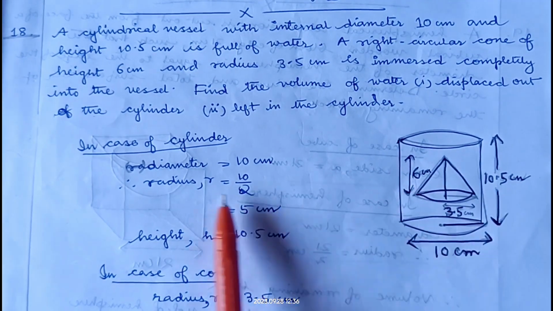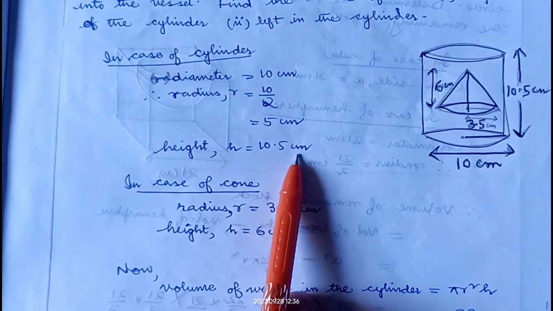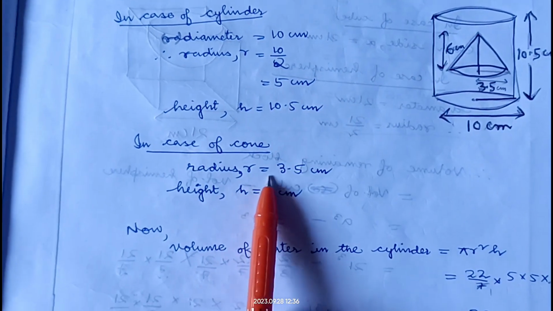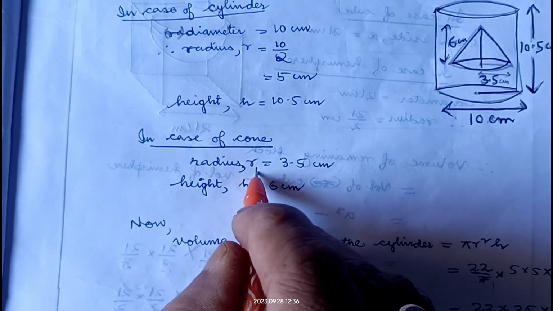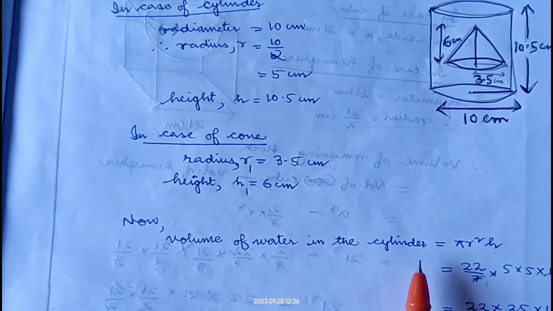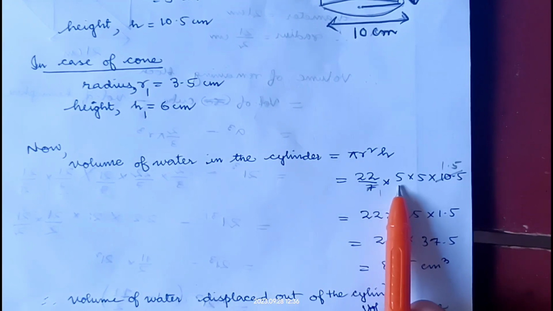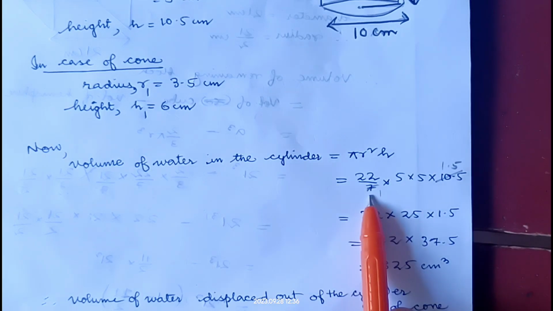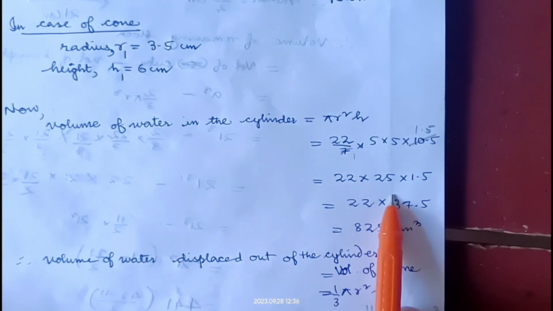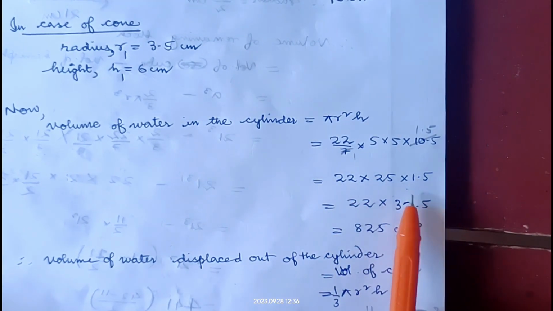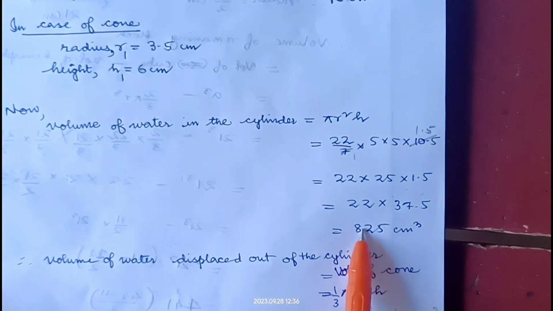Now in case of cylinder, diameter is 10, so radius will be half of it, it is 5 centimeter and height is 10.5 centimeter. In case of cone, radius is 3.5 centimeter and height is 6 centimeter. Here we can consider radius to be R1 and H1. Now in case of cylinder, volume of water is pi r square h. So pi is 22 by 7, r square 5 into 5 into 10.5. 7 and 10.5 can be cancelled. It will give 1.5. So 22 into 25 into 1.5. If I multiply this, I am going to get 825 centimeter cube. Therefore, volume of water in the cylinder is 825.